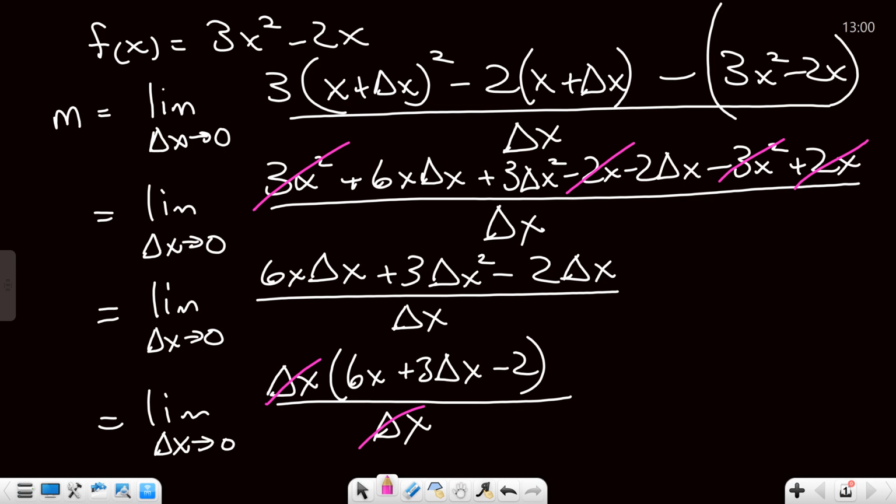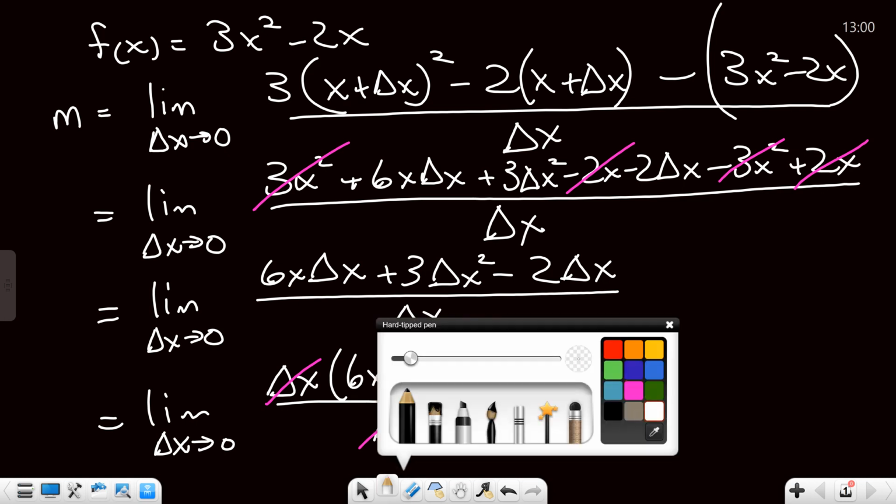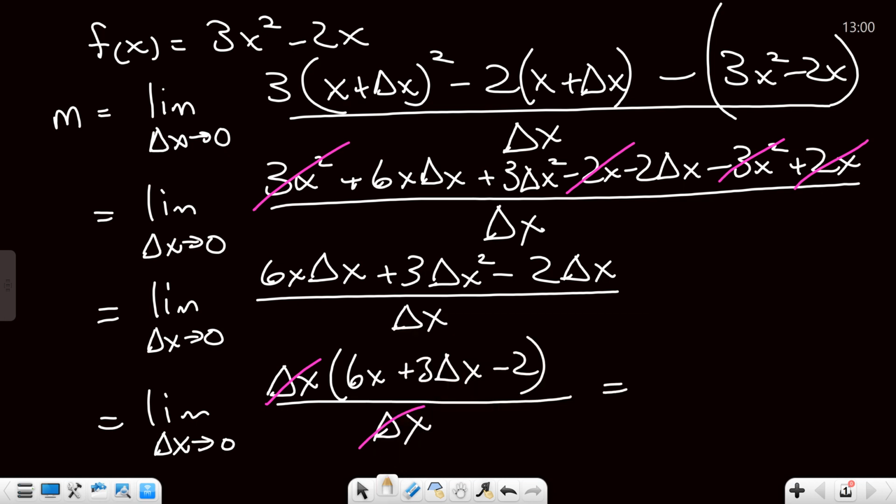6x minus 2. Whoa, what? Hold on. We just took a limit, and instead of getting a number, I got an equation? For a line? Shut the front door. How is that possible? Well, what does that mean?